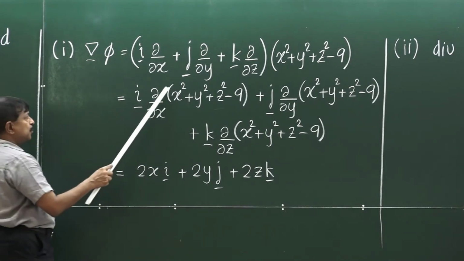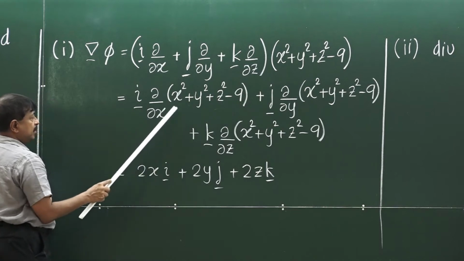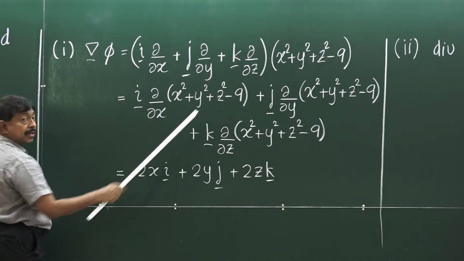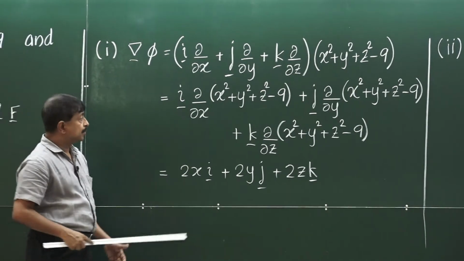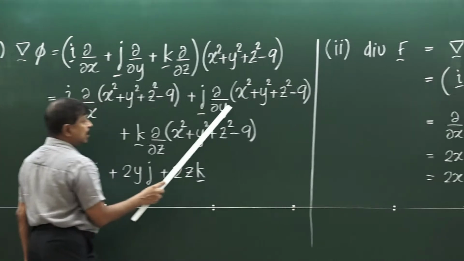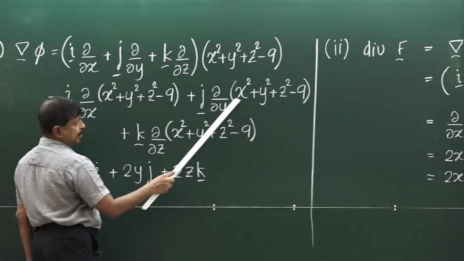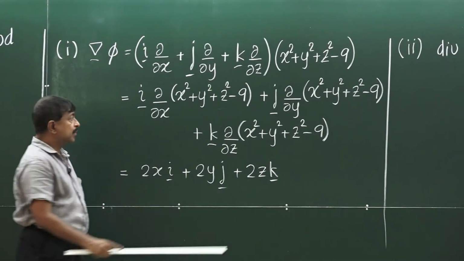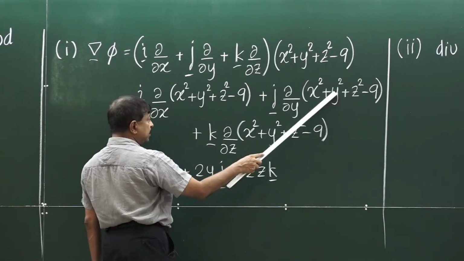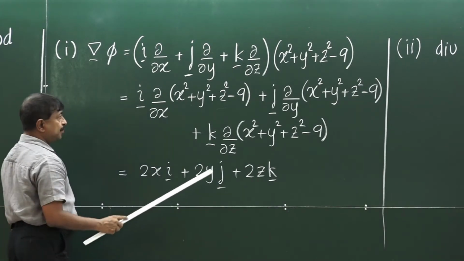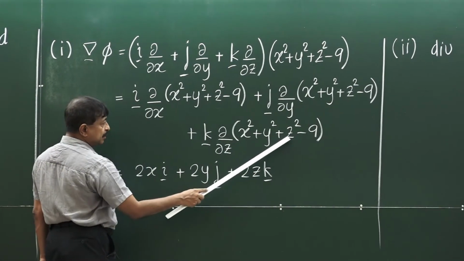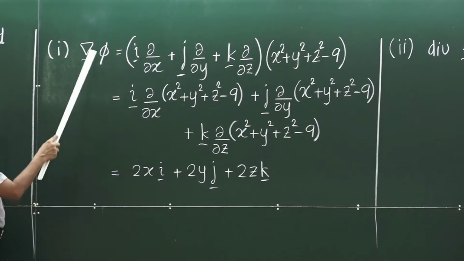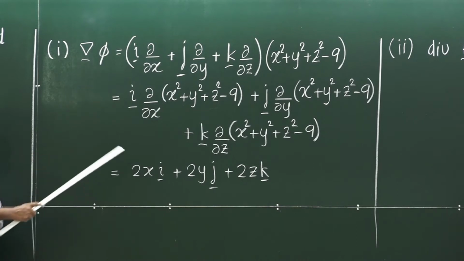After that, you have to get the partial derivative of this function. So, the partial derivative of x squared is 2x. The other terms are considered to be constants. In the second case, partial derivative of y, then these three terms are considered as constants. So, you end up with 2yj, and here again the partial derivative is 2z, therefore, you have 2zk. So, this is how you find grad phi.